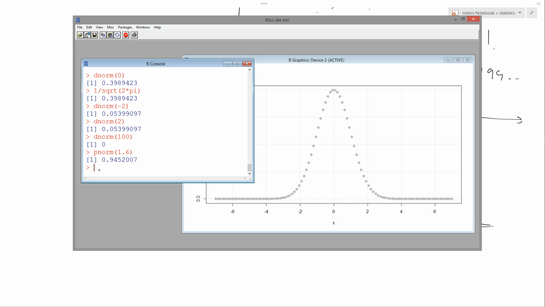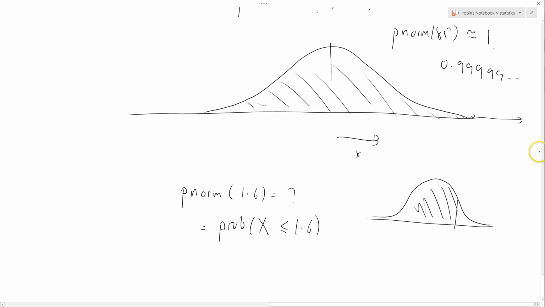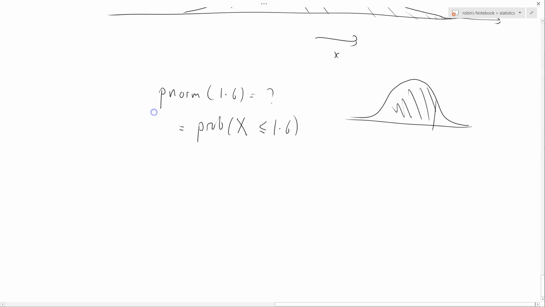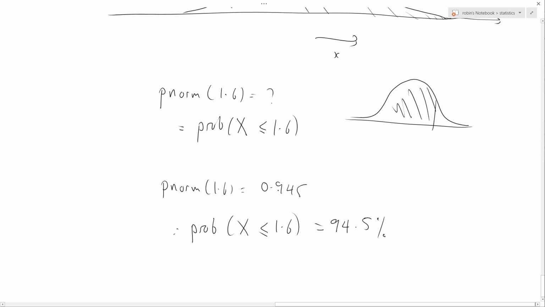So what that's telling me is, let me just rewrite that, let's just say that's 0.945. There are more decimal places there, but we'll just stick with 0.945. That's telling me that pnorm of 1.6 equals 0.945. Therefore, the probability that X is less than or equal to 1.6 equals 94.5%, plus some other decimal places.